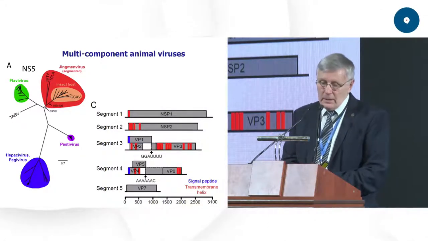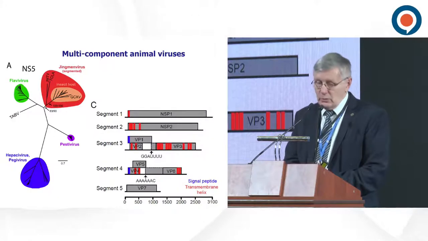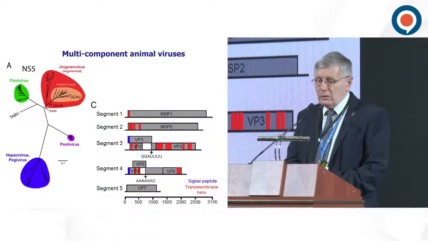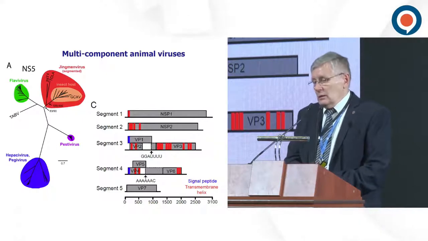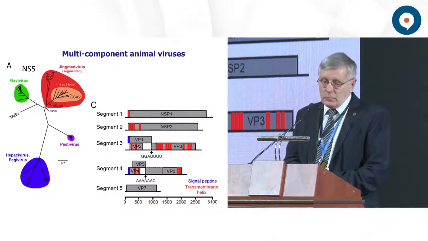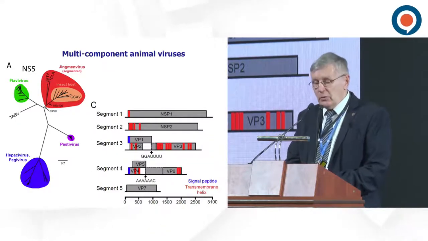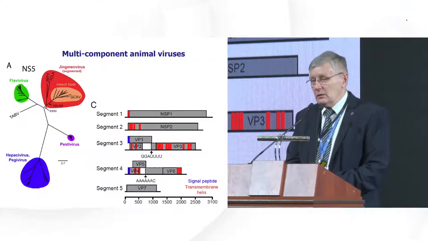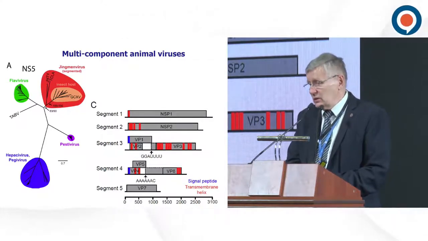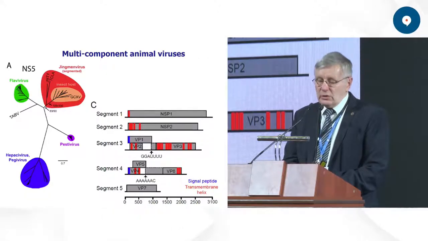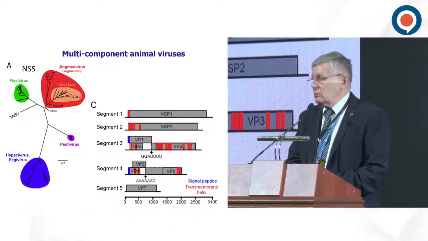We know that in apes, for example, they are susceptible to this virus, but about a human being we don't know right now. This is a phylogenetic tree for Jingmen virus in the former Yugoslavia. We have found the Jingmen-similar, multi-component virus in patients with Crimean-Congo hemorrhagic fever.